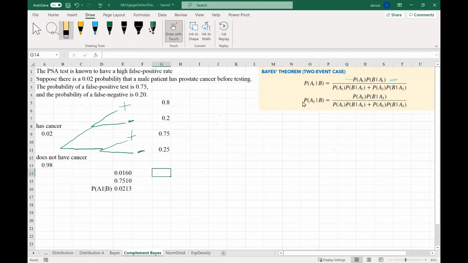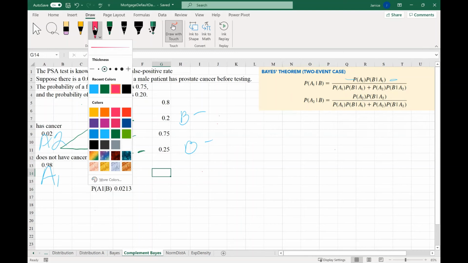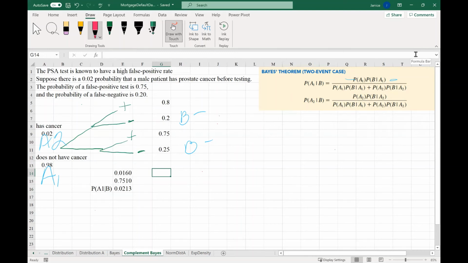So when we're looking at a false negative, our A1 becomes does not have cancer, and our A2 becomes has cancer. So those are flip-flopped. These are still B negative and B negative that we're working with. So we plug in this equation, and we say PA2 times PB at A2. So that's our A2. So our numerator equals 0.02 times 0.20.